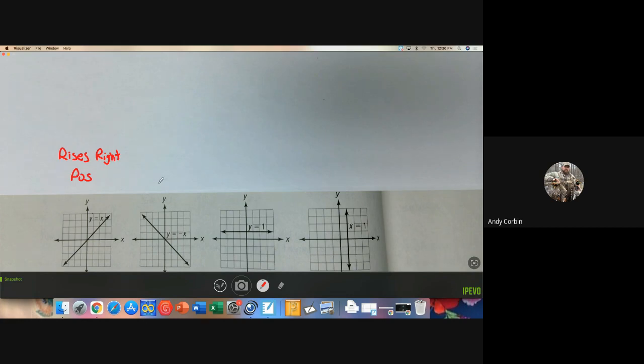Okay? Now, if it falls to the right, then the slope is negative.